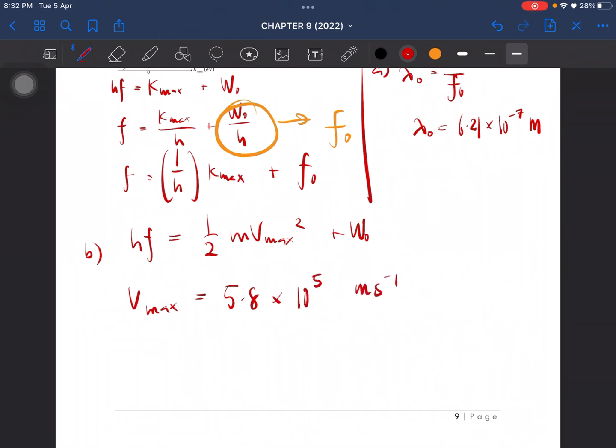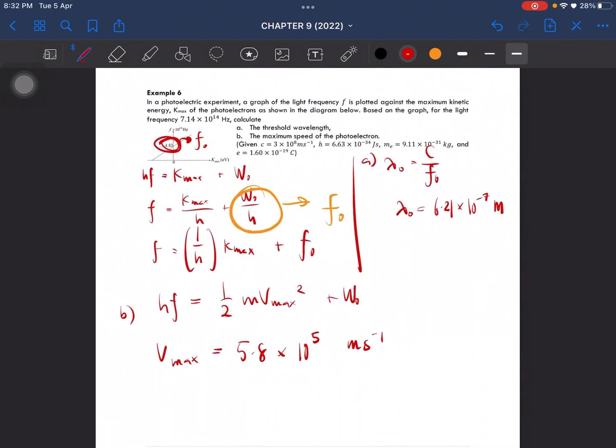this one. Basically, this is quite straightforward. You just need to use the Einstein photoelectric equation and rearrange for the maximum speed. Alright, so that is our final example for this whole chapter.